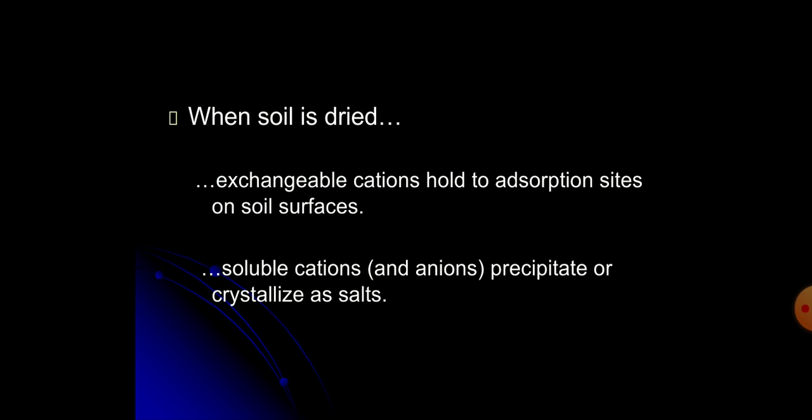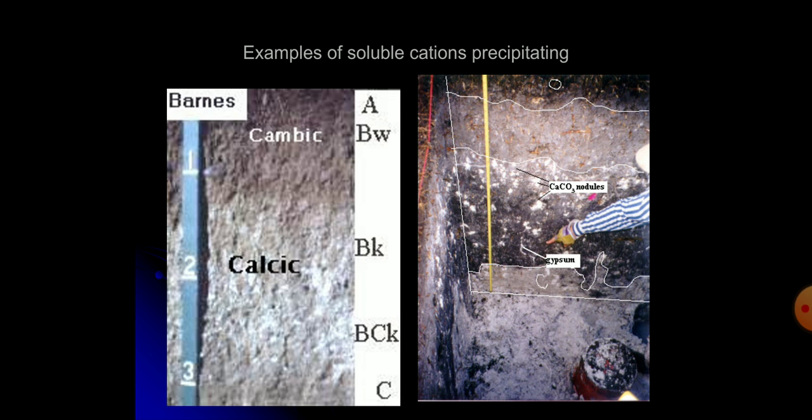When soil is dried, first, exchangeable cations are held to adsorption sites on the soil surfaces. Second, soil cations and anions precipitate or crystallize as salt. Let's see an example of soluble cation precipitating.